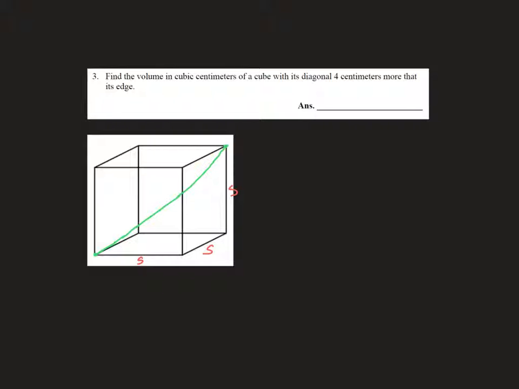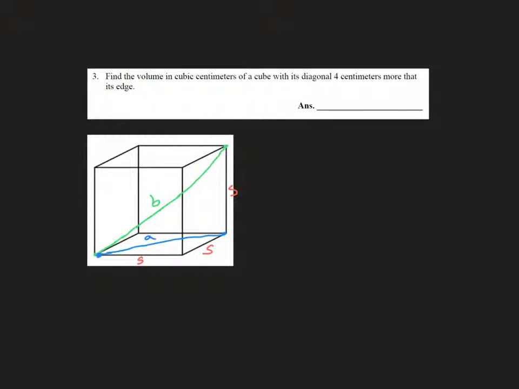So, to find that, we have to find some other lengths before we can do that. Namely, the length going from this point to that point. So, to do that, actually let's call this length A. And we'll call the length of the diagonal B.